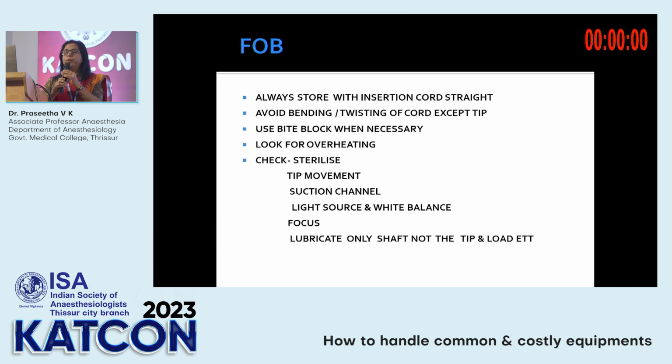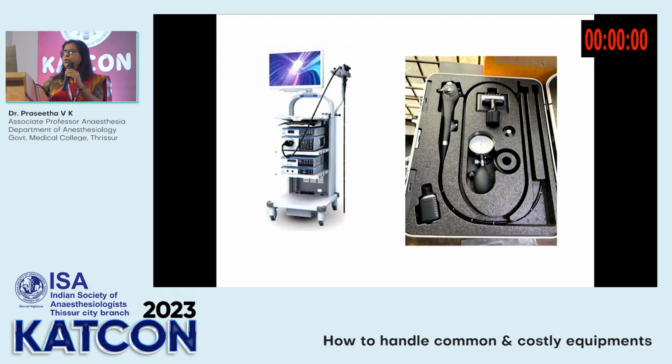So we're coming to the fiber optic bronchoscope. This is very sophisticated equipment that will help in difficult airway situations. Always store the FOB with your insertion cord straight. You can see there are two ways of keeping your FOB. One is mounted on a stand console, so that your light source and screen, everything, is assembled, and you can see the bronchoscope insertion cord hanging freely. But while transporting such a mounted FOB, you should take care that the cord does not hit anywhere.